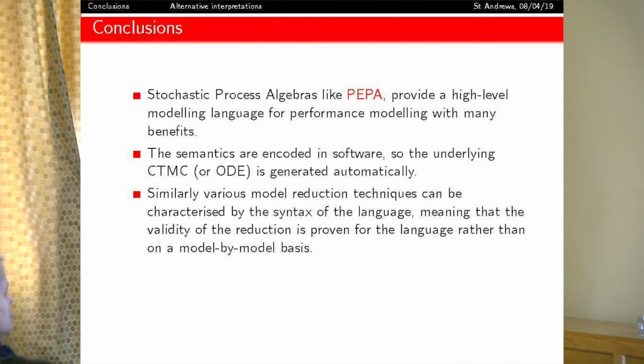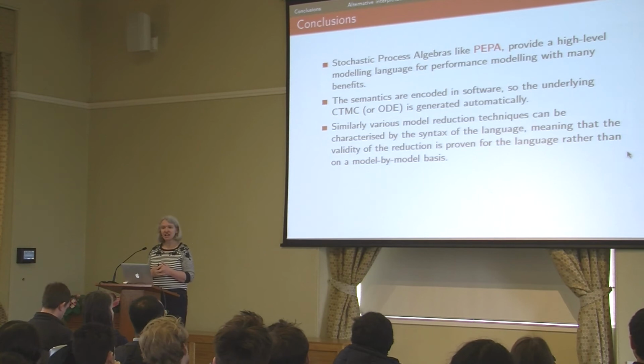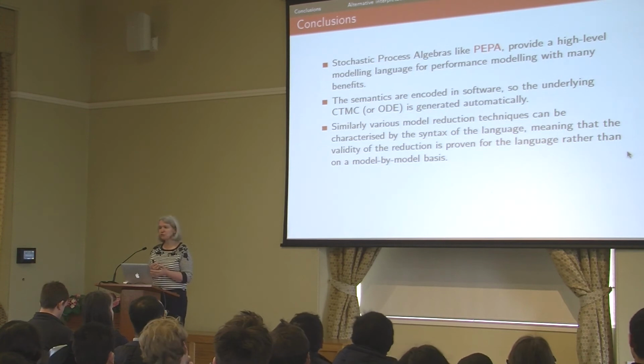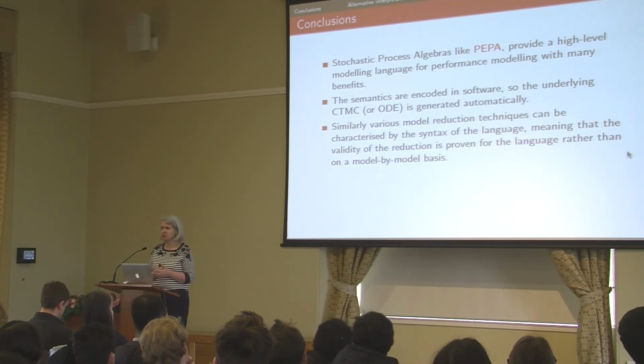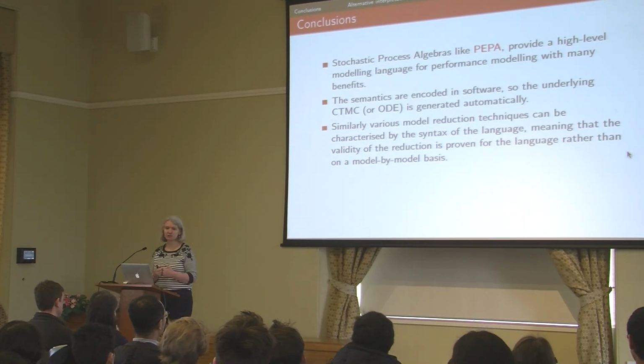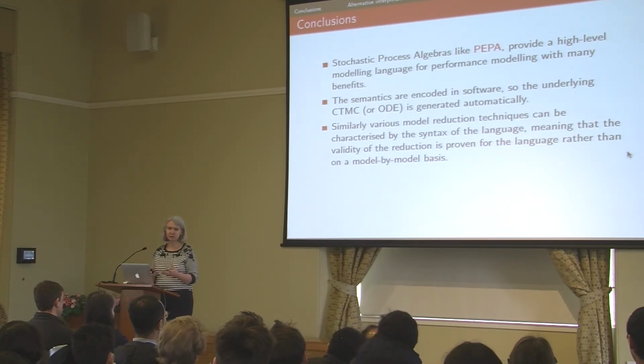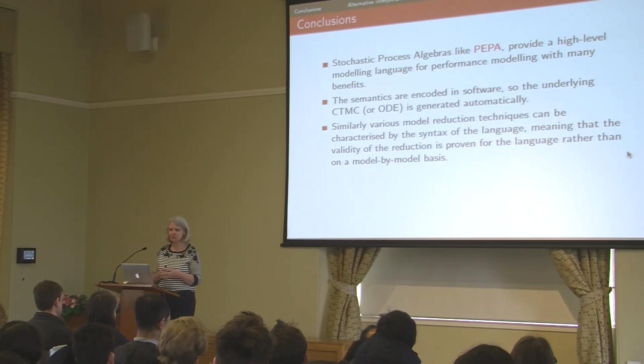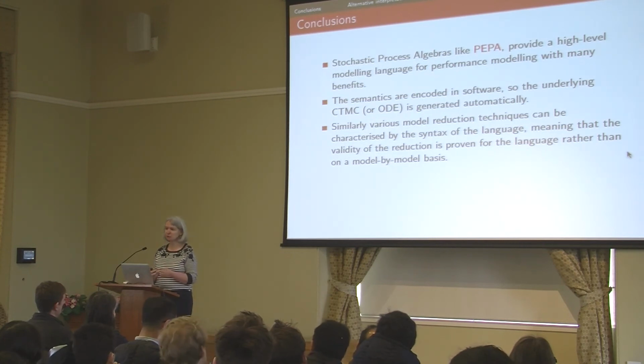There are many different reduction techniques. I've really only talked about aggregation and the fluid approximation today, but we have many different ones looking at particular classes. And the key thing is that these are all defined in the syntax of the language, which means that we can prove their validity once for the language. Whereas if you were working directly at the continuous time Markov chain level, for each model you would have to prove the validity of the reduction that you do. And so it's a real benefit to be able to enshrine these kinds of results in the semantics and therefore in the tools, without having to prove each time you have an example model, oh, I can make this kind of reduction because it falls into the right class.